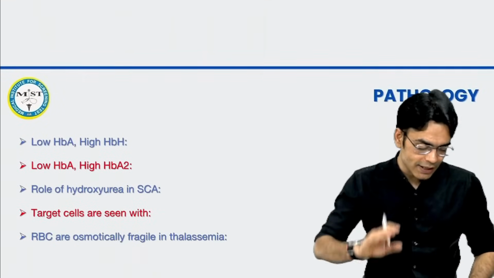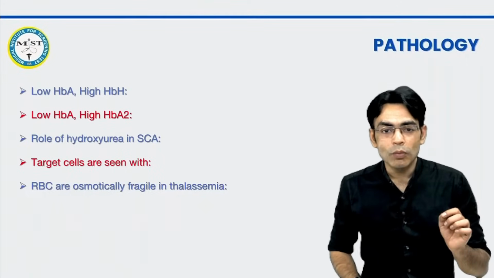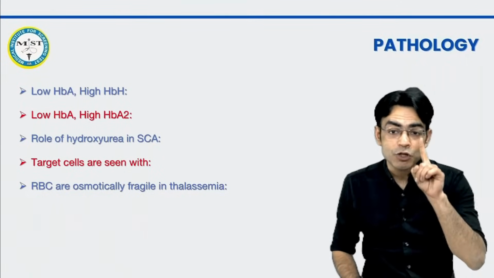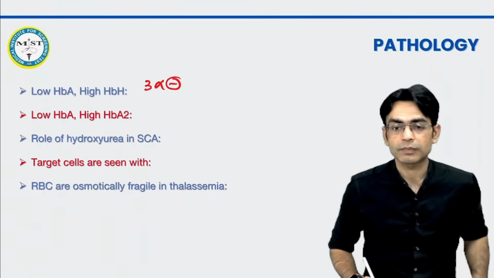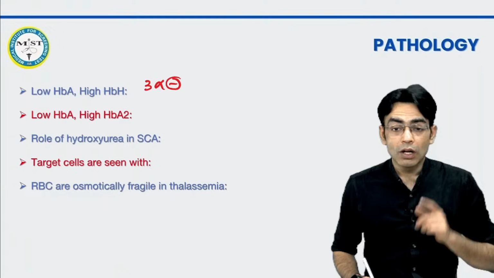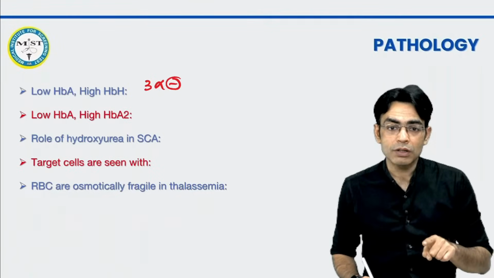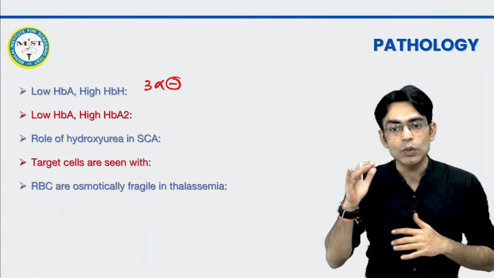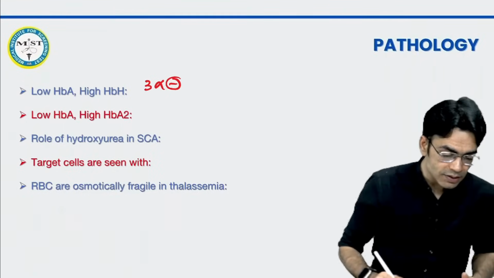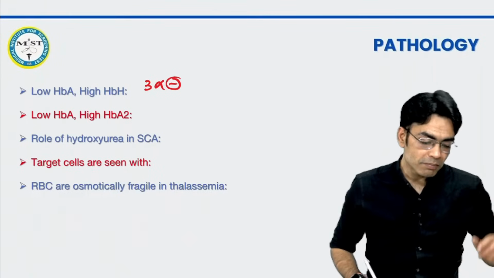No, don't do that, son, don't go anywhere. Low hemoglobin A, high HbH. HbH disease, you all must know, is 3 alpha gene deletion. Low hemoglobin A in a patient and high HbA2. Whenever there is high HbA2 in a person, then this disease, beta will come to mind.